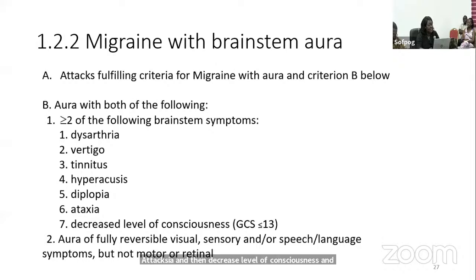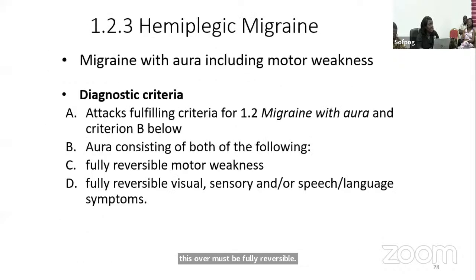Then there's hemiplegic migraine, which is migraine with aura that includes motor weakness. So they will have motor weakness as part of their aura, and not have the typical visual, sensory, or speech aura that I described earlier.